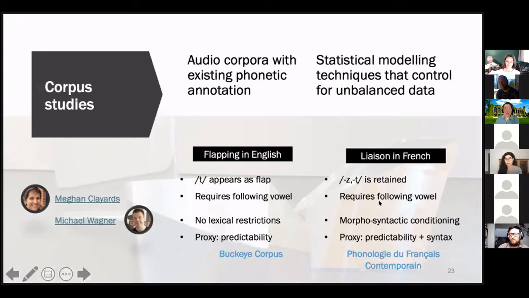Unlike flapping, it's heavily conditioned by morphosyntax, right? So it's only very specific words that this applies to that have this special liaison consonant at the end. And it also seems to be affected by syntax. So we only investigated this in 2 specific syntactic environments. And this is joint work that I had done with Megan Clairds and Michelle Wagner at McGill.